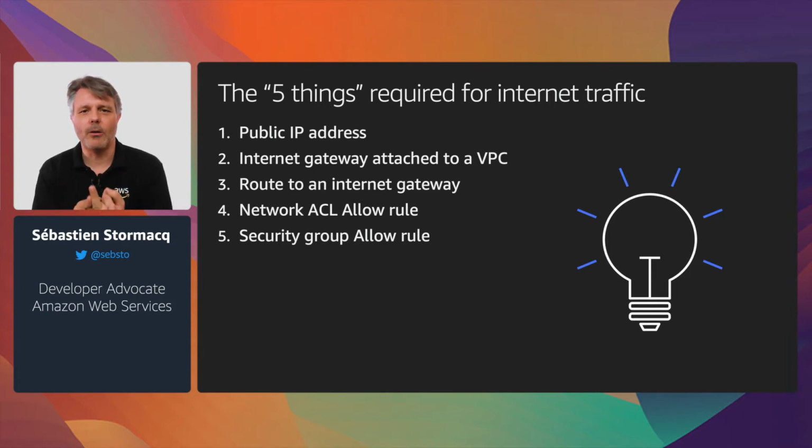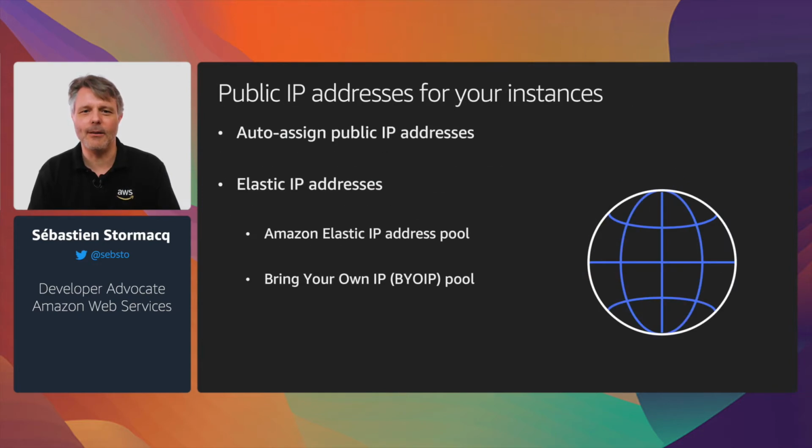You need a way to route your traffic to and from the internet. For that you need 2 elements, an internet gateway and a routing table, and then you need security groups and a network ACL that allow the traffic to flow in and out of your instance. So let's dive into the details of these 5 points that you need to get internet traffic on your Amazon EC2 instance. The public IP address first, IPv4. By default, you can enable a flag on Amazon EC2 to ask to receive an auto-assigned public IP address.